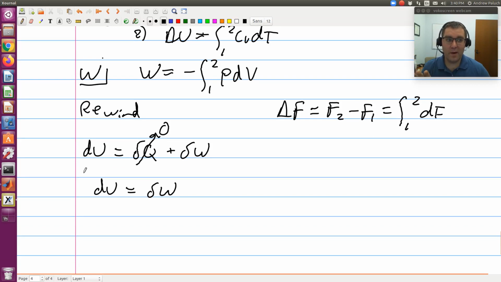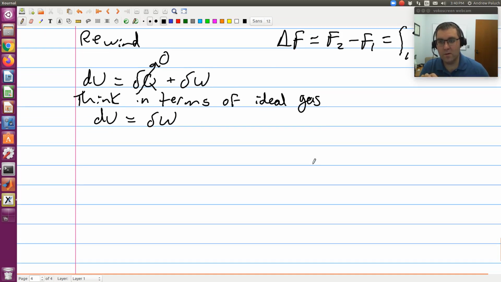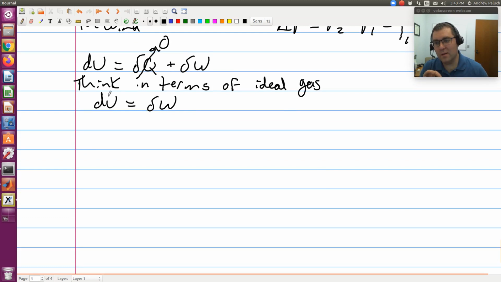Right now I'm going to be thinking about ideal gases, and then we'll come back to the steam tables. Start by thinking in terms of an ideal gas. What I'm going to do is take du, my differential for u, and that's equivalent to Cv dT, Cv being my constant volume heat capacity.